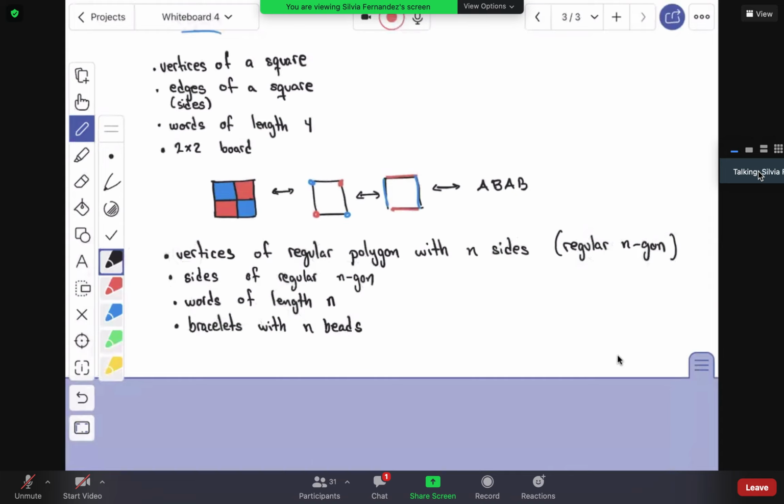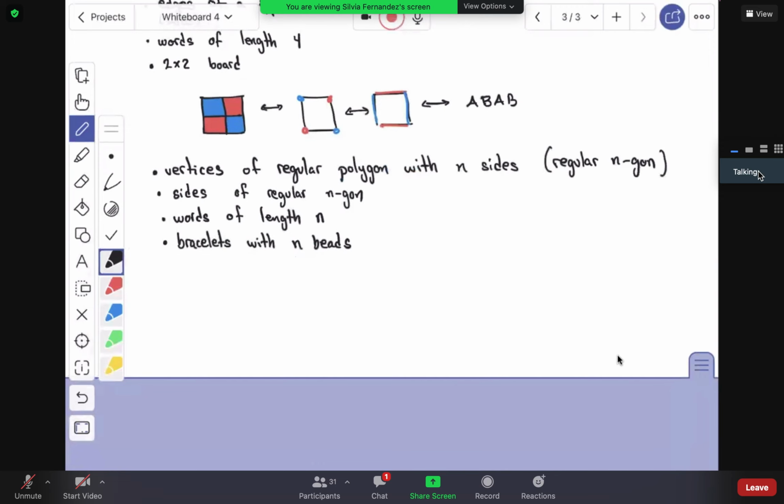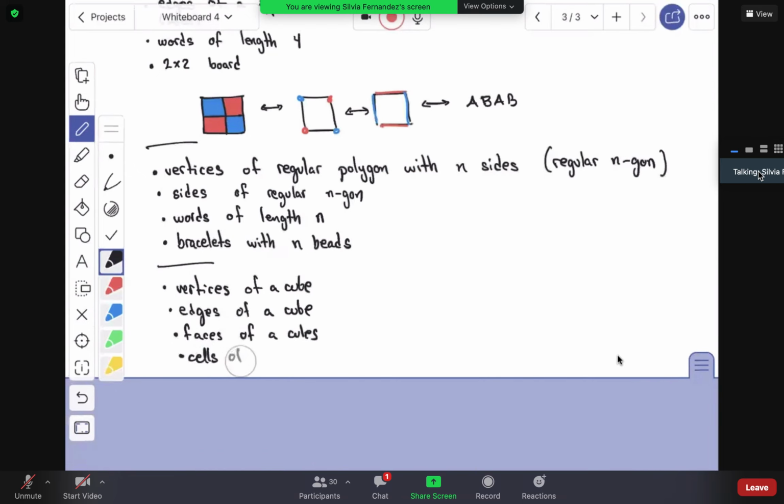Like the different colors around a necklace or a bracelet. That's another possibility. All of those problems are the same. You can also have a different set of problems: vertices of a cube, edges of a cube, faces of a cube, the cells of a 3x3x3, let's say, cube, like the Rubik's Cube.